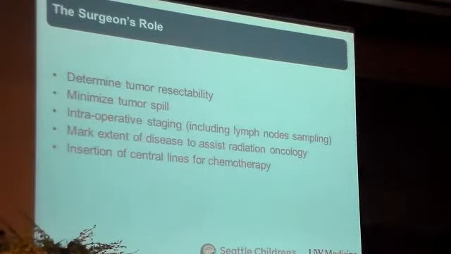As surgeons, our role is to first of all determine whether this tumor is resectable or not, really minimizing tumor spill. Tumor spill is important. You have to minimize it, because if you spill the tumor, you've upstaged the treatment. You may end up with a child that you could treat only with chemotherapy now requiring radiation therapy, which has a high morbidity. We also stage intraoperatively, including lymph node sampling, and that's a big thing here, is to really get samples of lymph nodes. We mark the extent of the disease with staples, so that the radiation oncologists, if they need radiation, can give it to the tumor bed, and then place a central line for chemotherapy.